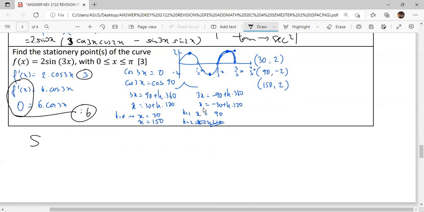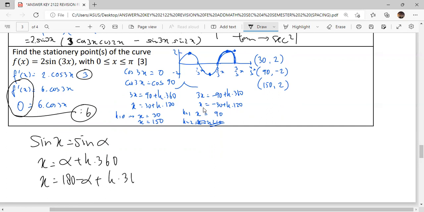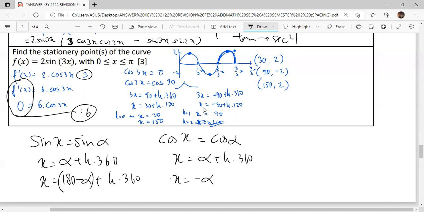Jadi ayo tulisin ya. Kalau sin x equals sin alpha, inget nggak yang ini? x equals alpha plus k times 360. Second, 180 minus alpha plus k times 360. Ini udah harus dihafal. Kalau cos, in this case we are using cos x equals cos alpha. x equals alpha plus k times 360 or negative alpha, because it's the first and the fourth quadrant. Kalau yang 180, first and second quadrant, plus k times 360. Kalau tan cuma satu.